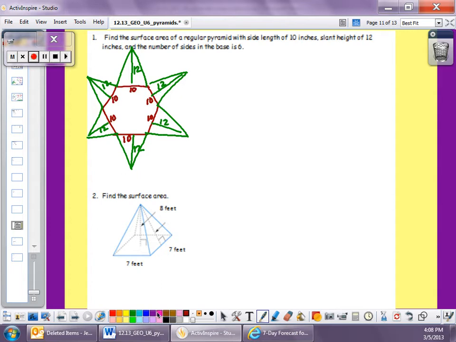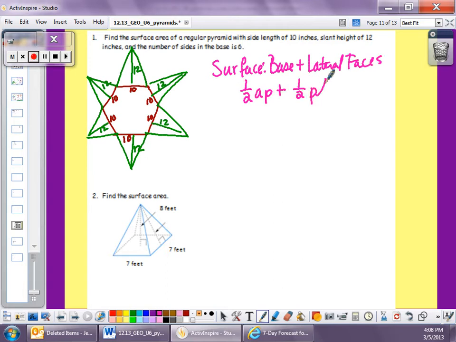Now when I get ready to do this, I have surface area is equal to my base plus my lateral faces. So my base is going to be 1/2 AP plus my lateral faces 1/2 PL. I can use PL because this is a regular pyramid. So I need to first find the apothem.